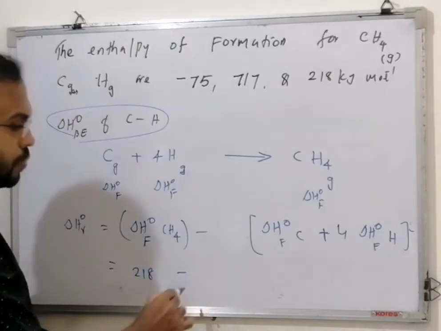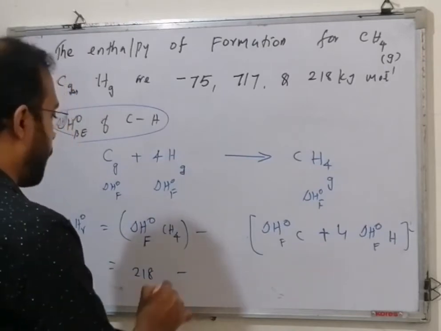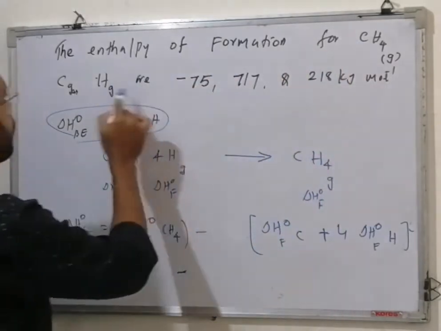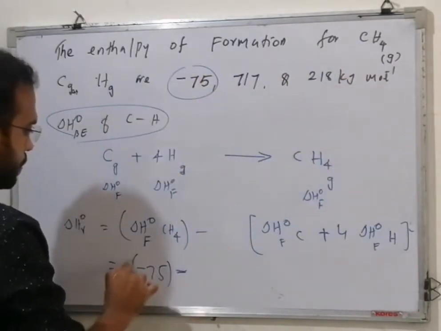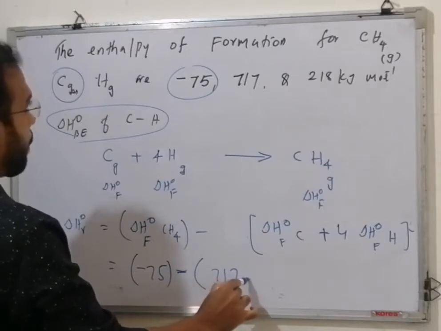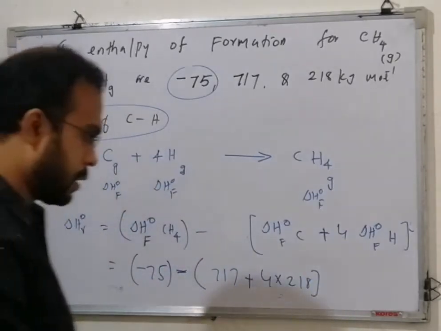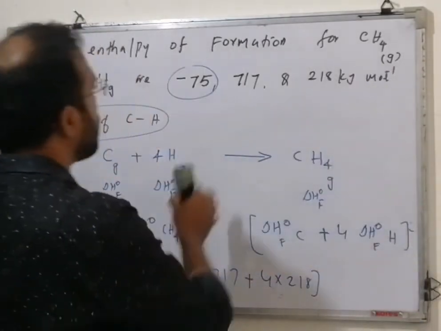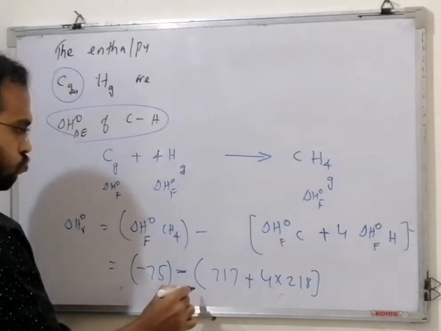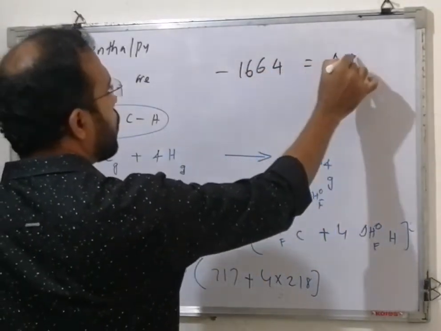Minus 75 minus 717 minus 4 into 218. This value is minus 1664. What is this? This is the enthalpy of this reaction.